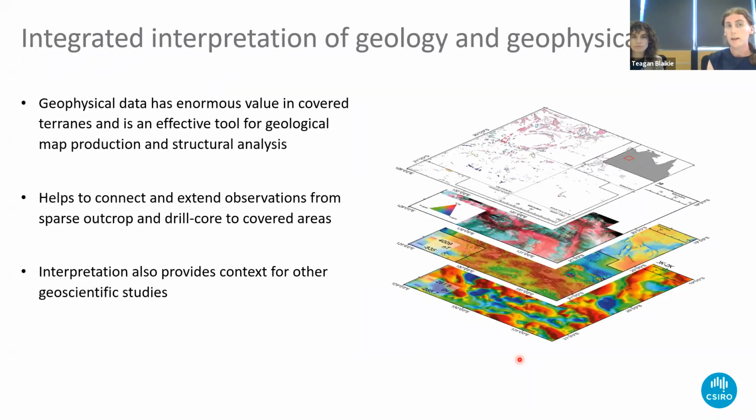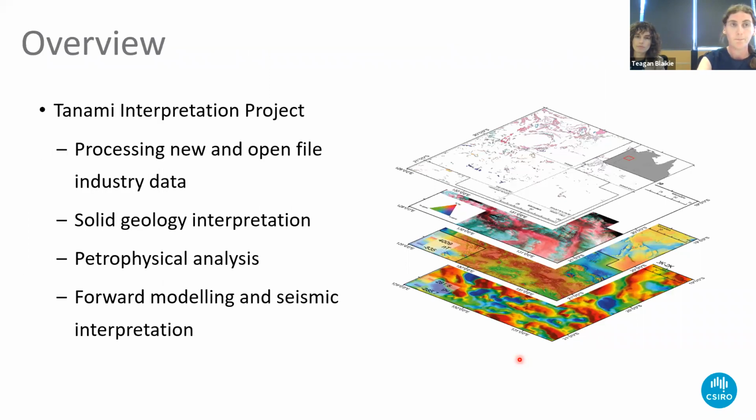So geophysical data has enormous value in covered terrains and is an effective tool for geological map production and structural analysis. It's incredibly valuable because it can help to connect and extend our observations from areas of really sparse outcrop and sparse drill core coverage to covered areas. And the interpretation importantly helps provide context for other geoscientific studies and can feed into numerical modelling and 3D modelling, for example. So just a bit of an overview of the project and some of the things that Helen and I will be discussing today.